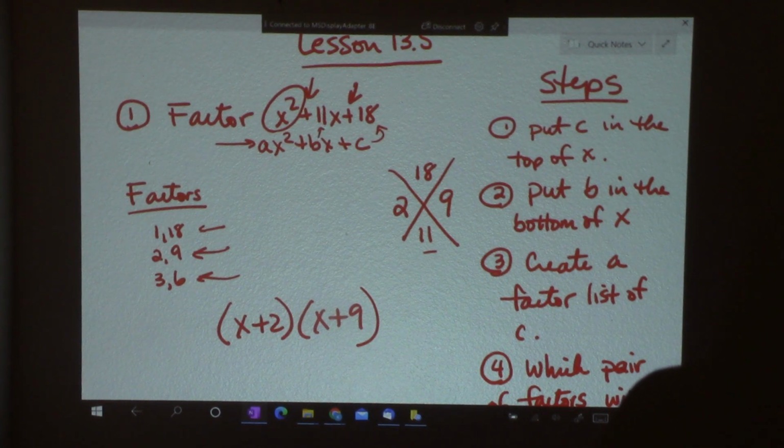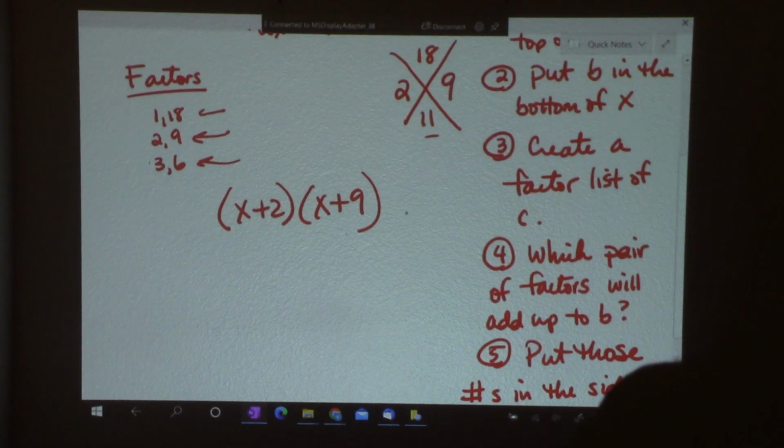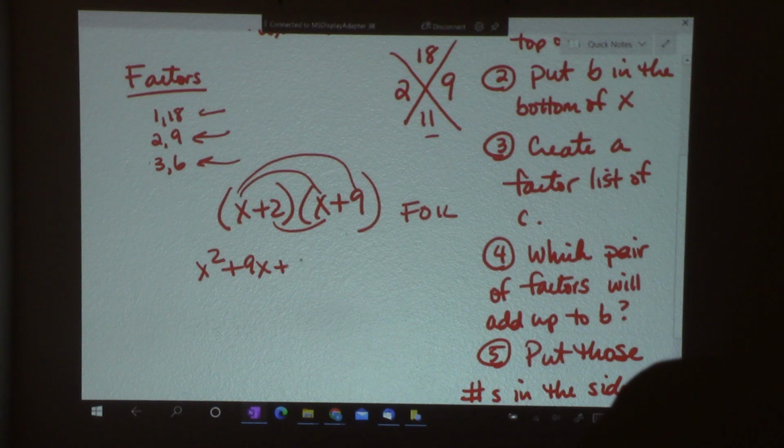Now I'm going to check it using FOIL, which is what we did in our last lesson. So x times x is x squared, x times 9, 2 times x, and 2 times 9. Okay, now I did that kind of fast, but I'm hoping after having practiced 10 or 15 of them in our last lesson, you're pretty good at it. Okay, now I add 2 and 9, and I get this.